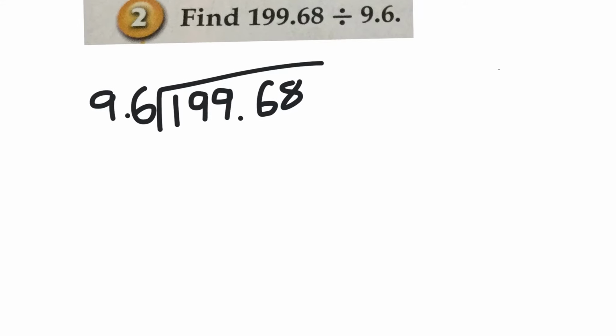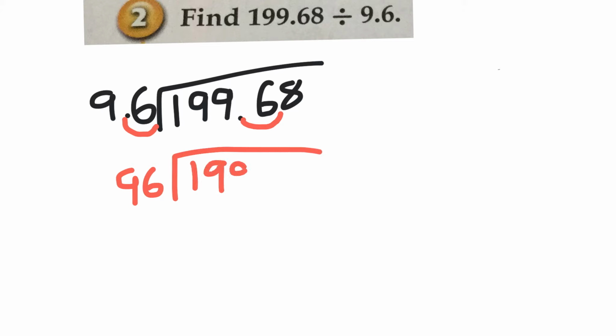To get rid of the decimal on the outside, we move the decimal over by one place. So instead of 9.6, I now have 96. But in order to be able to do that, I have to move the decimal on the inside. It keeps it balanced where I'm dividing the same thing. Okay, so I move the decimal over one place on the inside, and that should give 1996.8.